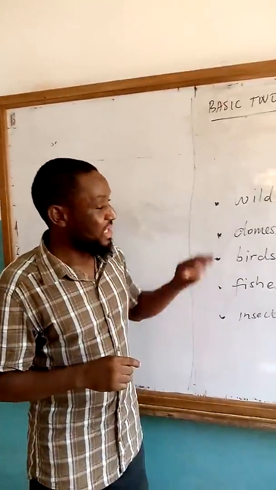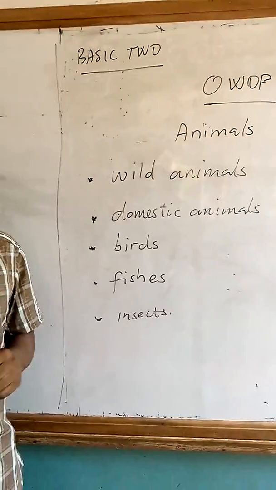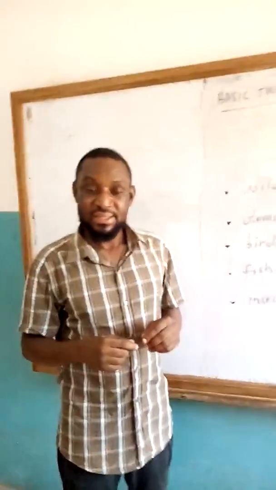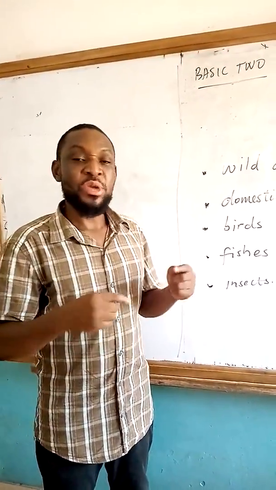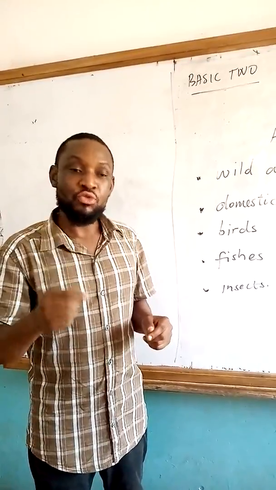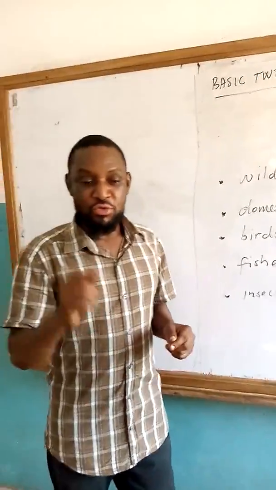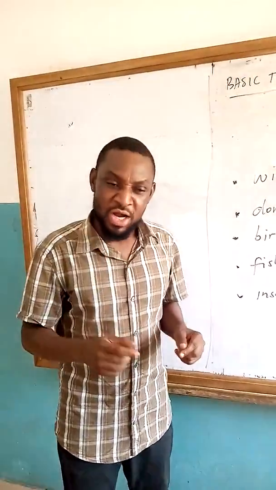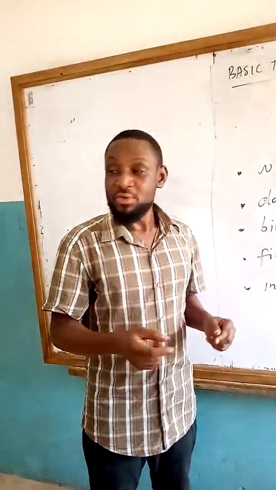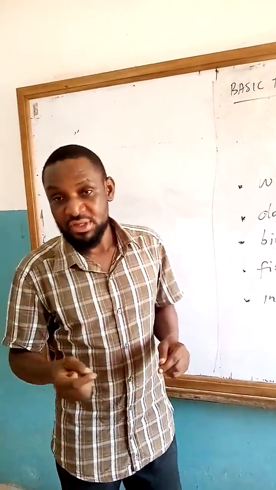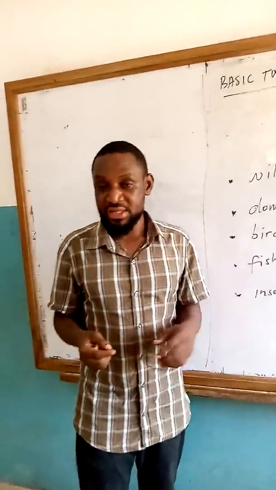The second group of animals are the domestic animals. Domestic animals are animals that live with us in our homes. They are animals that we train to obey us, and they don't pose any threat or danger to our lives. Is there anyone amongst you who doesn't have an animal at home? Some of you have cats, some of you have dogs, some of you have fowls, some of you have monkeys. All these are domestic animals.